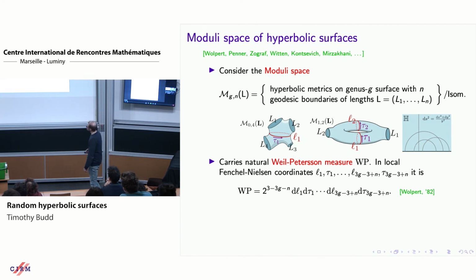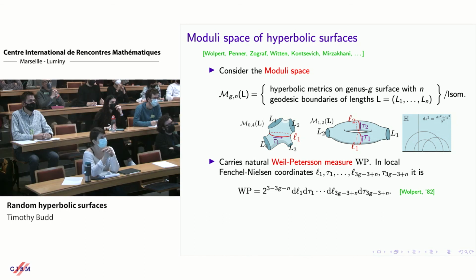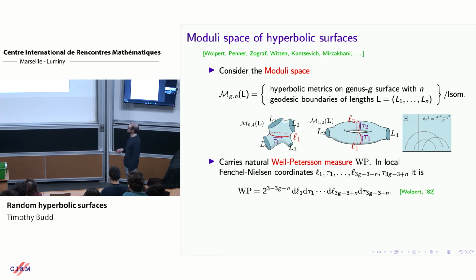Now the space carries a natural Weil-Petersson measure that we already encountered yesterday. And according to Wolpert's magic formula, it can be expressed very conveniently in terms of a set of local coordinates that are associated to pair of pants decompositions of these surfaces. In a pair of pants decomposition, you select the maximal number of disjoint closed geodesics, you measure their lengths, L1, L2 in this case, and you specify some twist parameter along these closed geodesics that tells me how to glue the pairs of pants along their boundaries in order to obtain the surface that you're looking at.